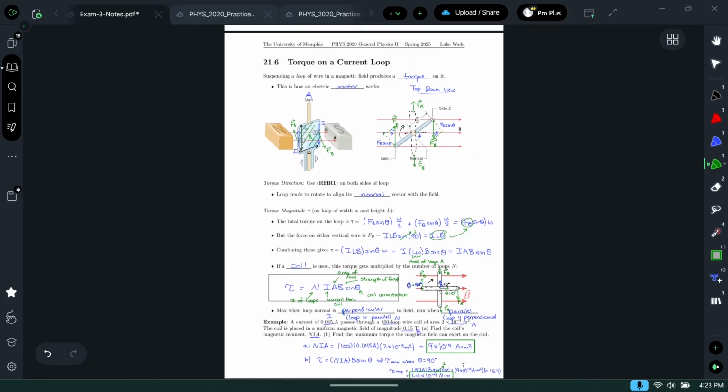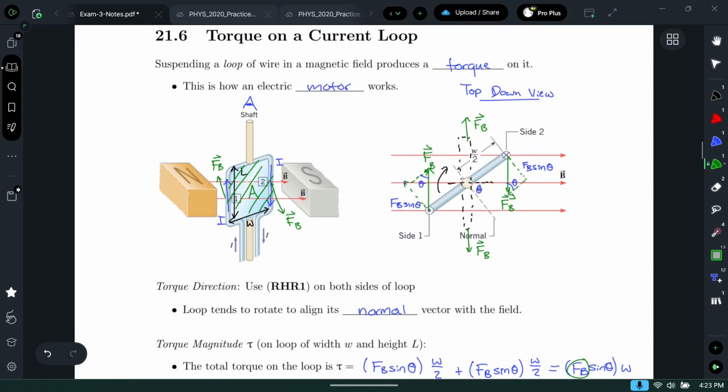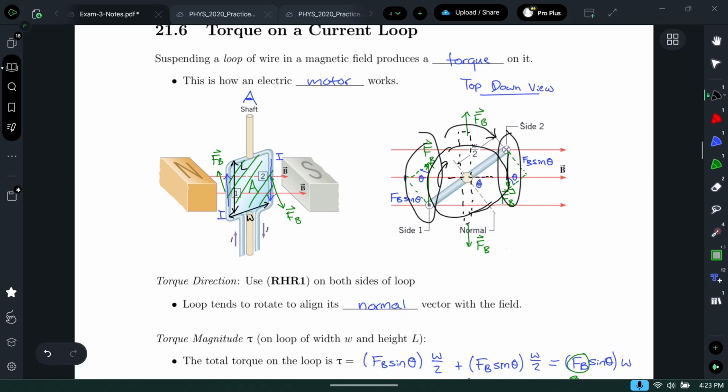For loops of wire, you can get a torque, you get a rotation of the wire. In that case, to figure out which way the wire will rotate, I really think the easiest way is to just apply the right-hand rule to both sides of the wire, like we did here. And you imagine pulling on the wire like that. Which way is it going to rotate? Hopefully you can see, similar to if you had a steering wheel and you were pulling on it like that, that's going to steer the whole loop clockwise. And that's how you can figure out the rotation of it.